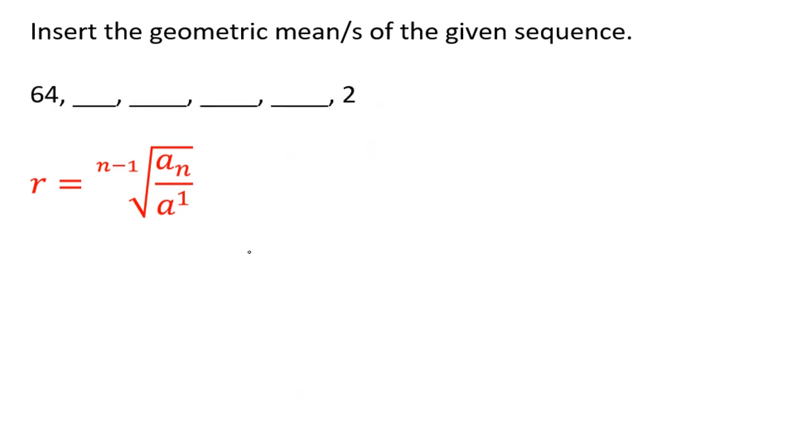Okay, how about dito? 64, then 4 na blank, tapos 2. Okay, so ano yung first term? Yan ay 64. And last term is 2. And the number of terms, ilan sila? 1, 2, 3, 4, 5, 6. So, 6 yung n natin.